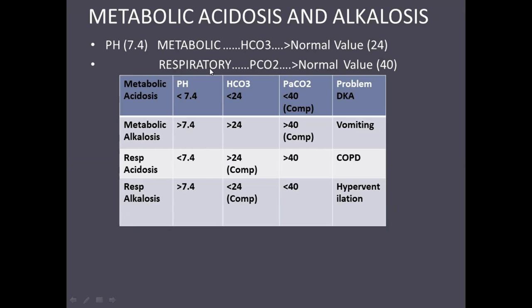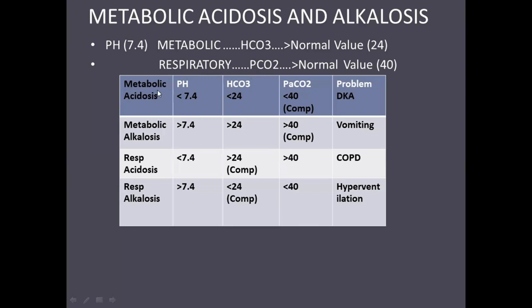Respiratory is all associated with the partial pressure of carbon dioxide. The normal value is 40. Whenever the partial pressure of carbon dioxide is increased above 40, like 60, it's respiratory acidosis. And whenever the partial pressure of carbon dioxide is decreased, as in hyperventilation, it's respiratory alkalosis.